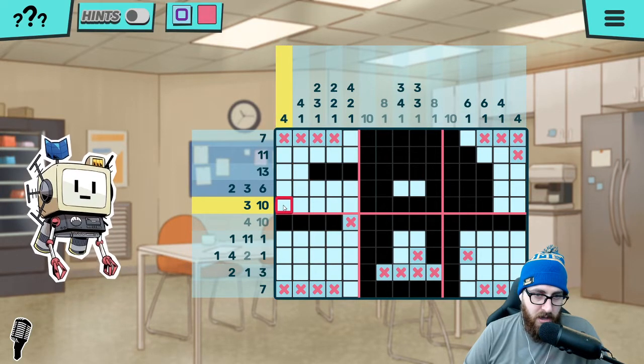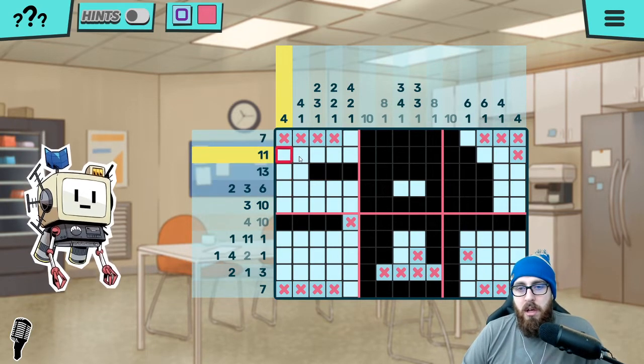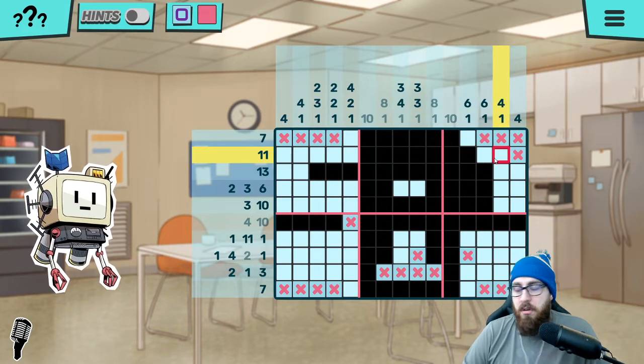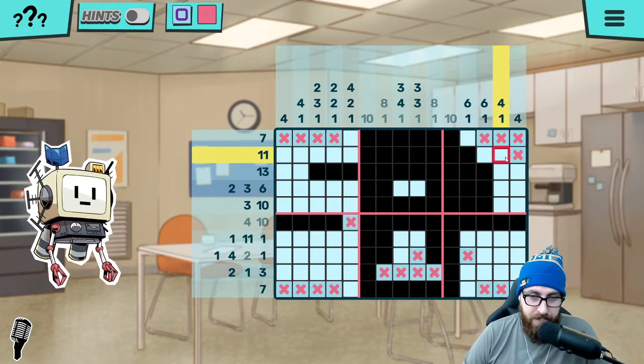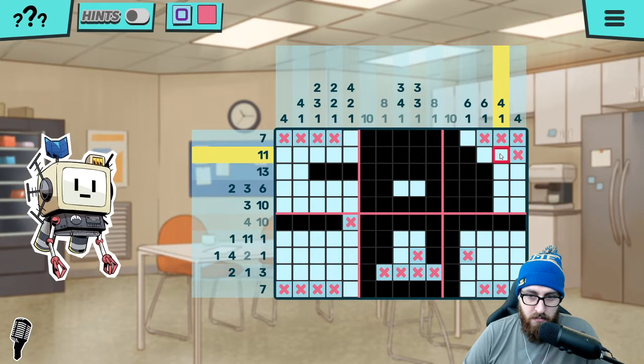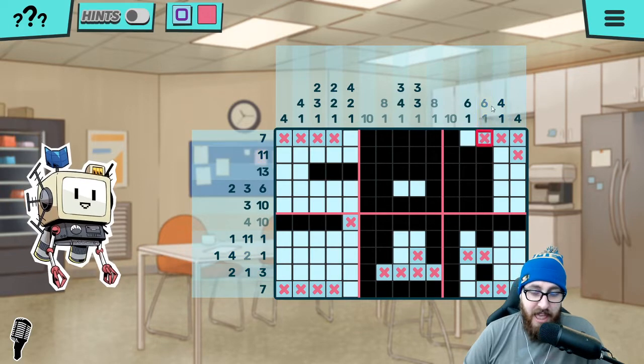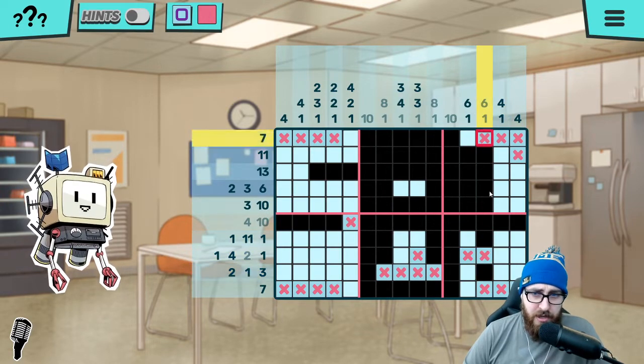Space for 3. 13, we don't know. 11. Jeez, popping off. That has to be the case because there's no other way that we can actually fit a 6 and a 1 there.